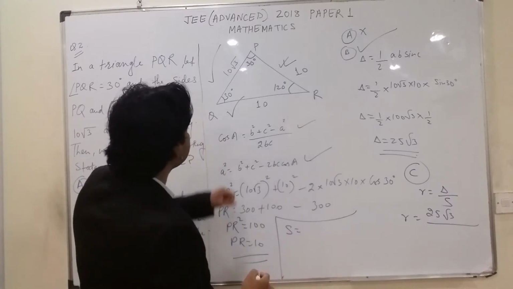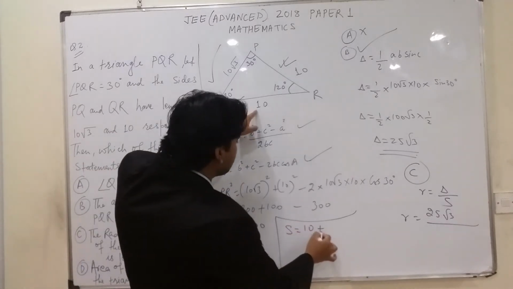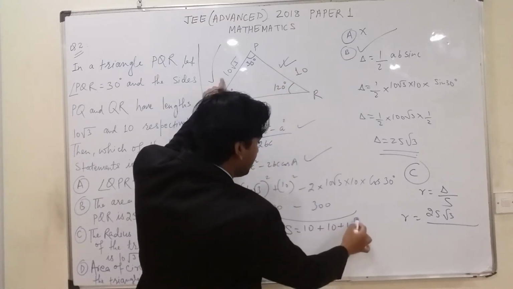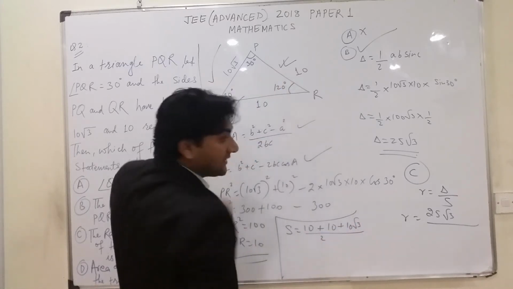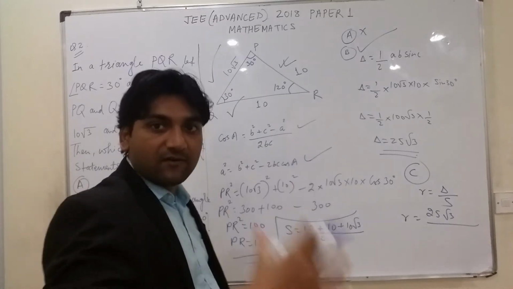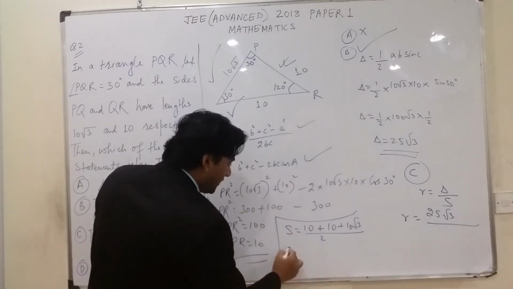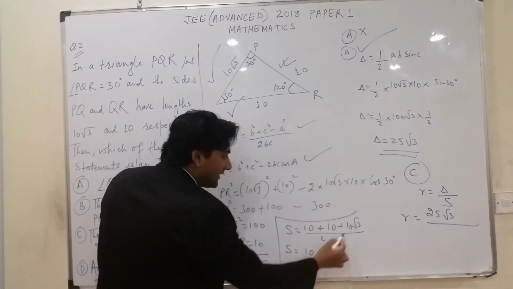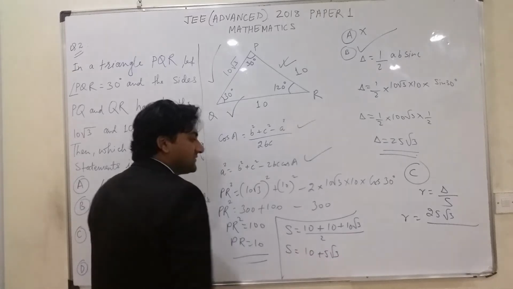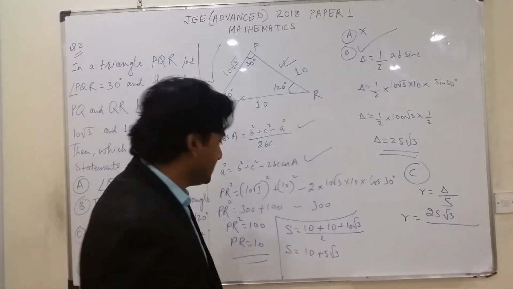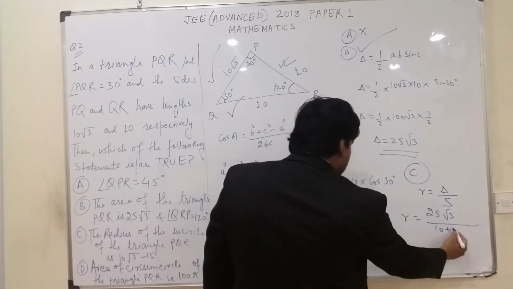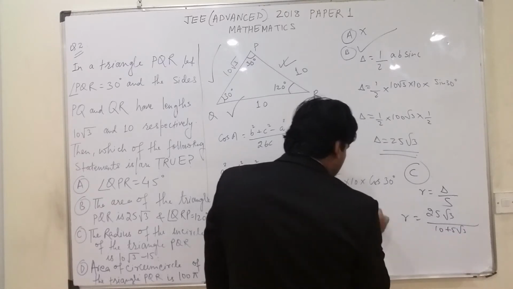s equals 10 plus 10 root 3 over 2. Semi-perimeter means half of the perimeter. So what we got? s equals 10 plus 10 is 20. 20 over 2 is 10 again. And 10 root 3 over 2, that is 5 root 3. So we got s equals 10 plus 5 root 3. Okay? So now 25 root 3 over 10 plus 5 root 3.